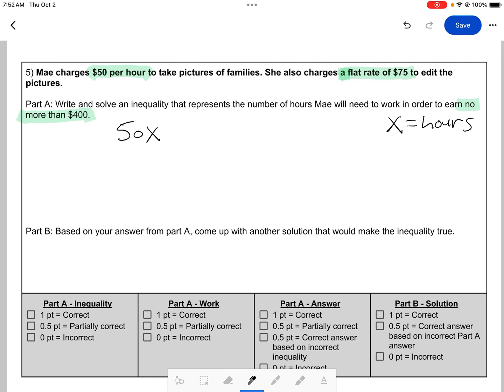Then she charges a flat rate of $75. Okay, a flat rate means a one-time fee. You don't do it every time, it's just once. And then we need to figure out how many hours she needs to work to earn no more than $400. Okay, no more than. So that's going to be less than or equal to. She doesn't want to earn more than 400, but she can earn 400.